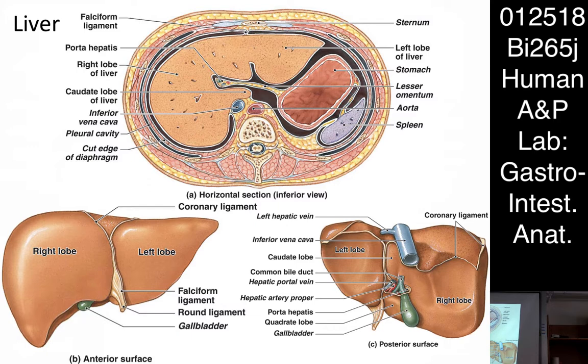And then next to the inferior vena cava, we have the caudate lobe. Caudate because it's a happy liver, wags its tail. Caudate just means tail. Caudate lobe, tail. So keep your livers happy, even on the weekend.